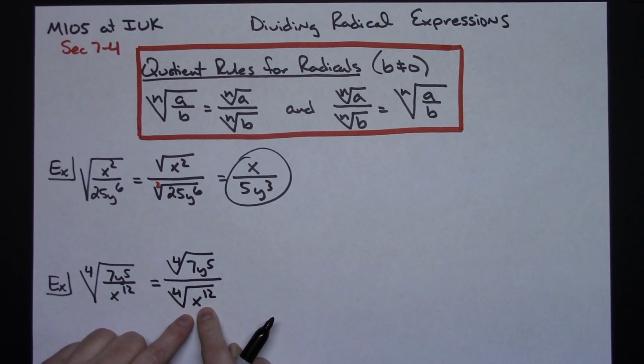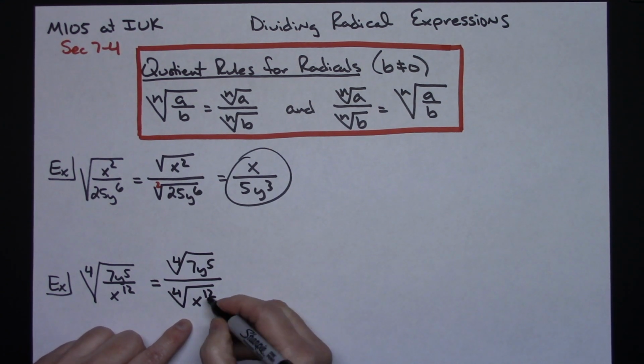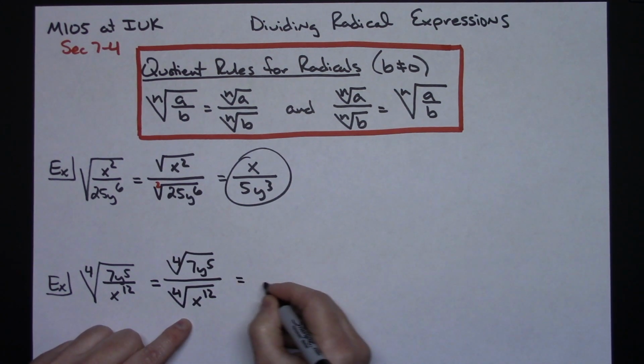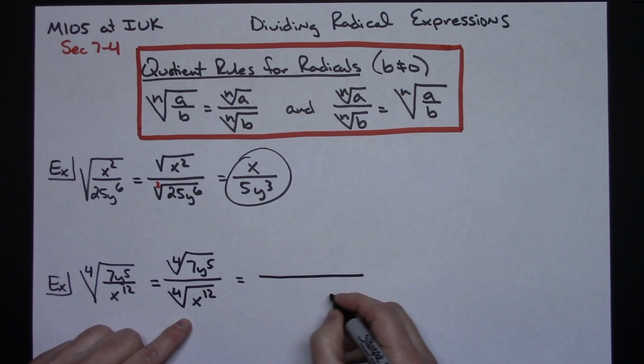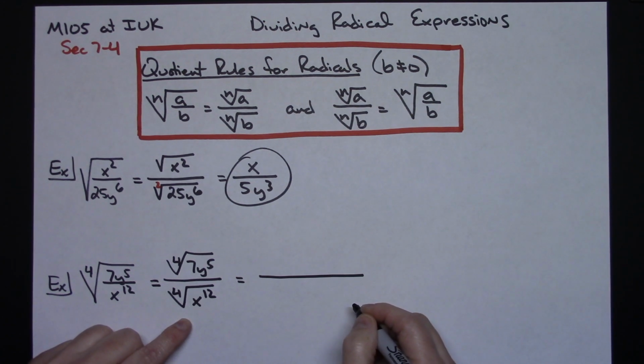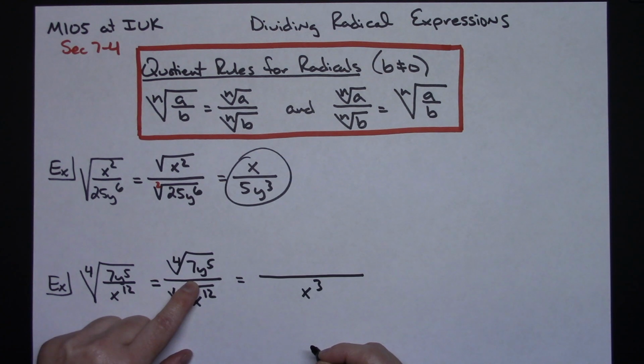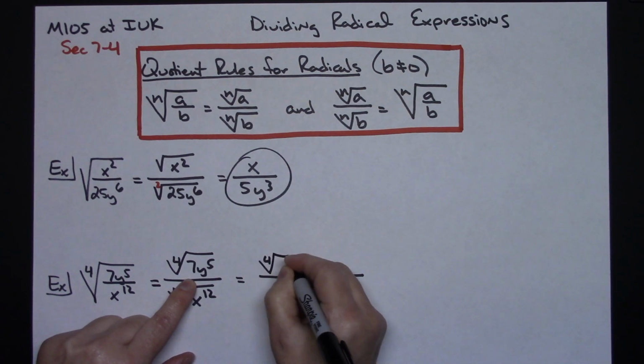Now this one on the bottom here turns out to be a perfect 4th root. Again, I can go 12 divided by 4, that's going to give me a 3. So I know that that bottom simplifies out to x to the 3rd. Now, this top on the other hand, let's take a look at it. The 4th root of 7, well, I can't take the 4th root of 7, so I know that that's just going to stay right the way it is.